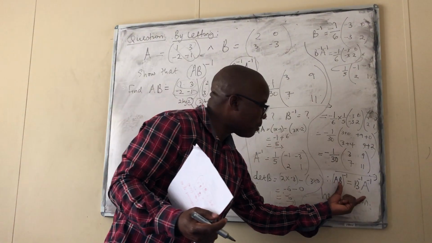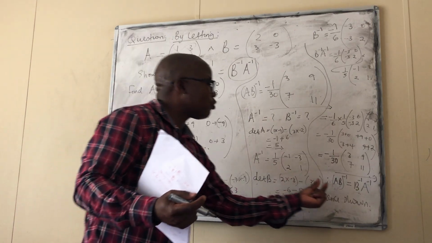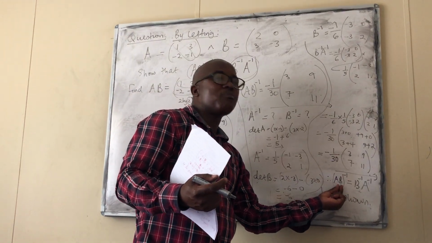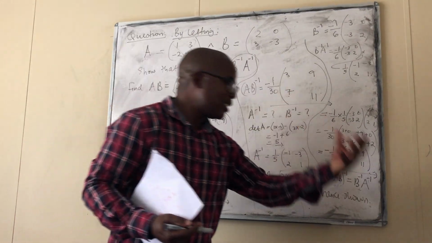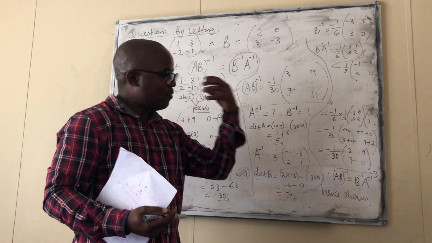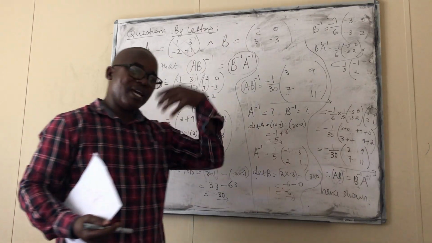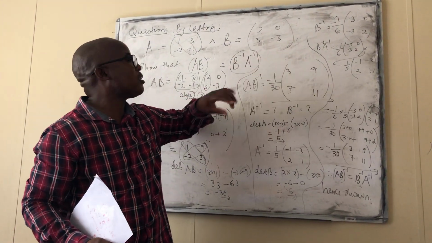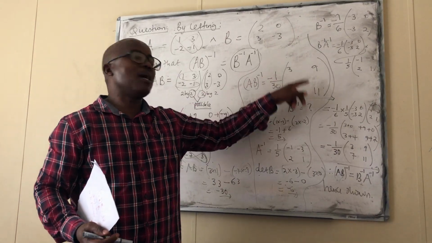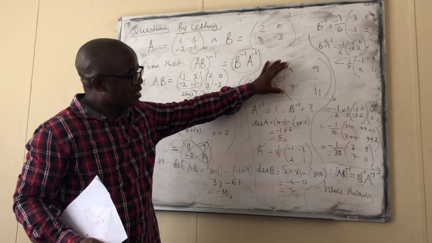So when you have a problem like this, step number 1 is to find the product of AB. Once you find the product of AB, you find the determinant of AB. After finding the determinant of AB, find the inverse of AB, which is this. Leave it as it is. Don't multiply each number by negative 1 over 30. Leave it as it is.